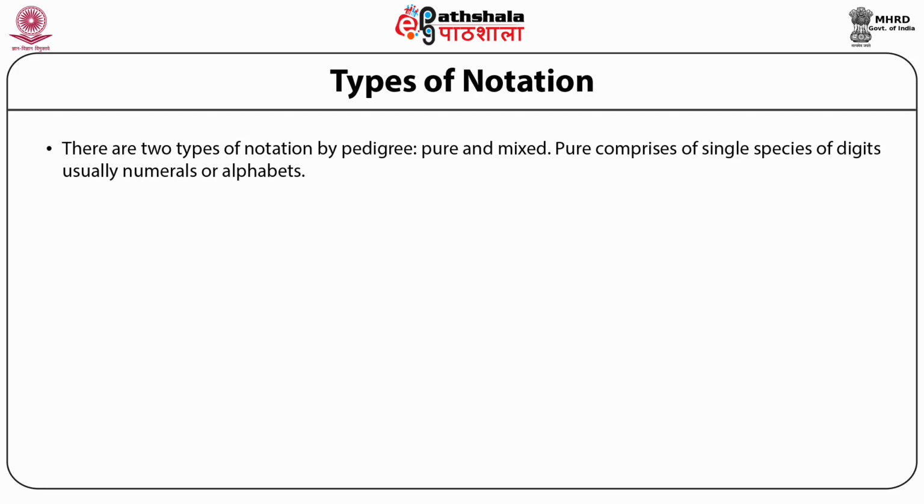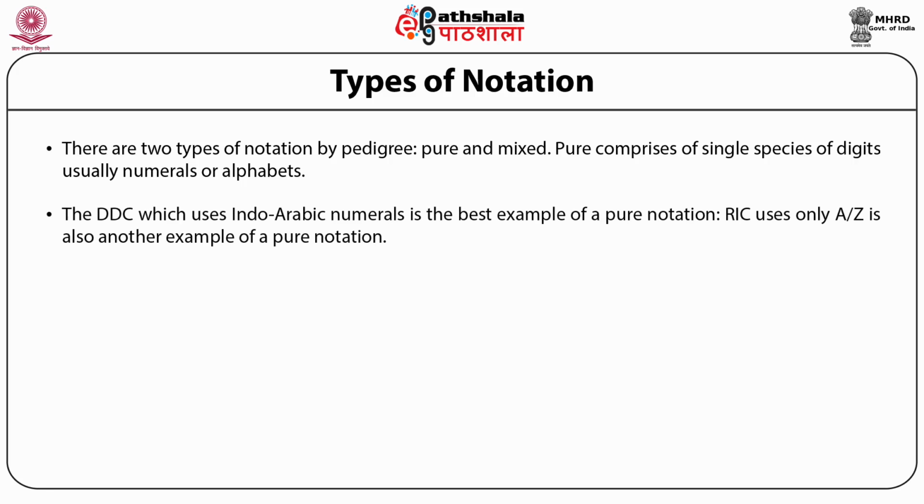Types of notation. There are two types of notation by pedigree, pure and mixed. Pure comprises a single species of digits, usually numerals or alphabetical. For example, the DDC notation, using 0 to 9 numerals decimally, is a pure notation. There are other notations, like Rider's, which are pure notations. But CC and the Library of Congress use mixed notation, which comprises numerals, alphabets, or even punctuation marks. The DDC, which uses the Indo-Arabic numerals, is the best example of a pure notation.